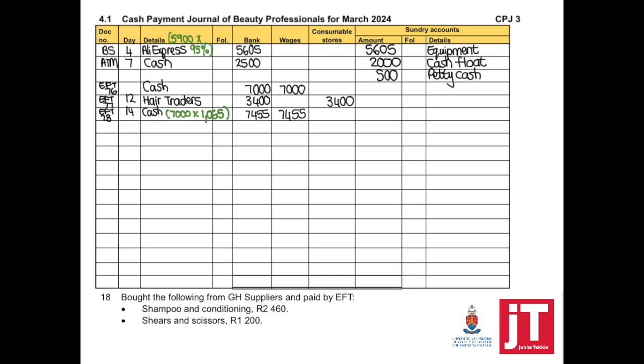Day 18. Bought the following from GH Suppliers and paid by EFT. So we purchased two different things from the same supplier. I start off with the source document number, EFT number 79. On day 18, who did we pay? GH Suppliers. For what reason? Shampoo and conditioner will be my consumable stores, and the shears and scissors will be part of my equipment. In total, we add the two together to see how much we have paid GH Suppliers.